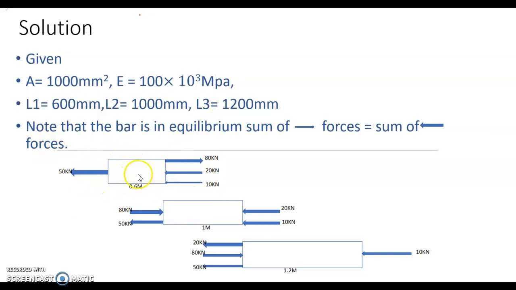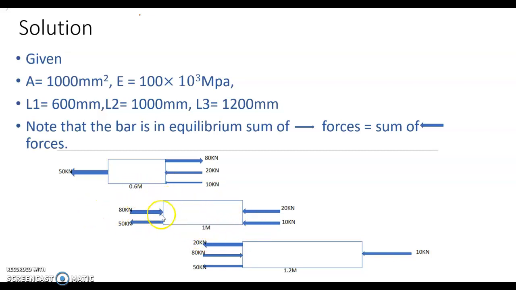So it is a tensile force away from the body, away from this body. So that is a tensile force. Now this is the P1 force, we got it by seeing the figure. Now cut the section 2, 1 meter means 1000 mm is the length, L2.